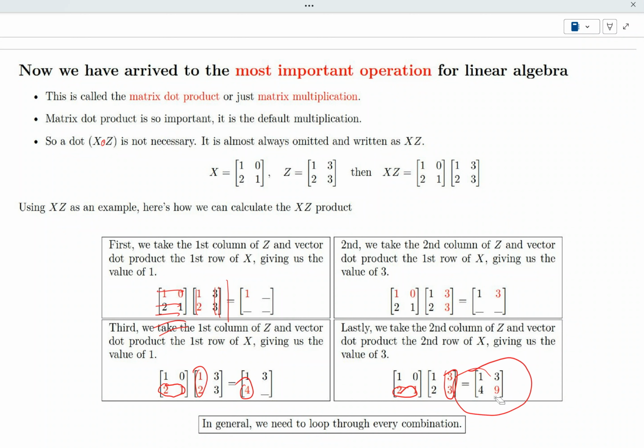So a dot product is a combination of dividing the matrix into multiple columns, multiple rows, and then find the dot product between these columns and rows in every combination. Okay, so that's the idea of a dot product.